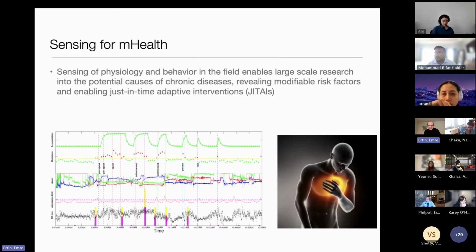But what mobile health sensing changes in this story is what is measurable. Like the slide says, continuous streams of physiology and behavior will let us study the disease mechanisms at population scale. Maybe we can then identify modifiable risk factors, and more importantly, use those sensor streams to intervene at the right moments that they matter, which I'm sure other experts on the faculty will do a better job of explaining.